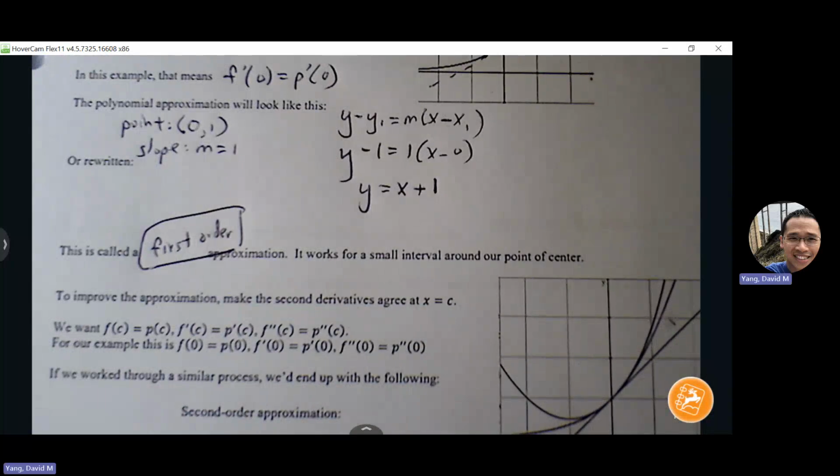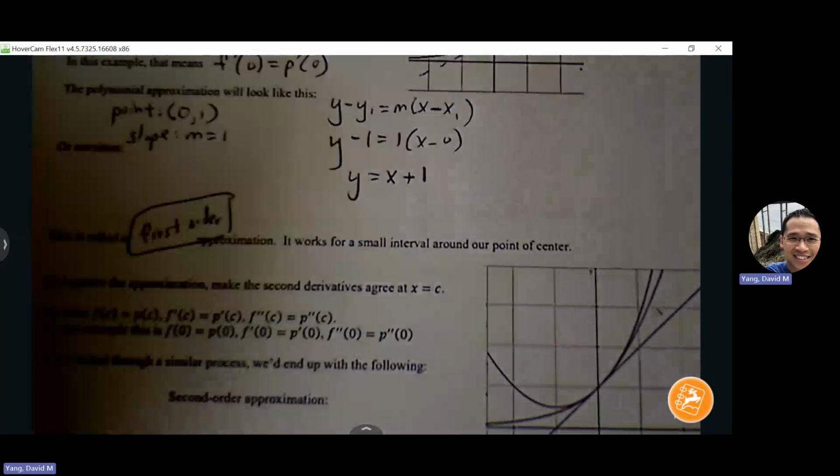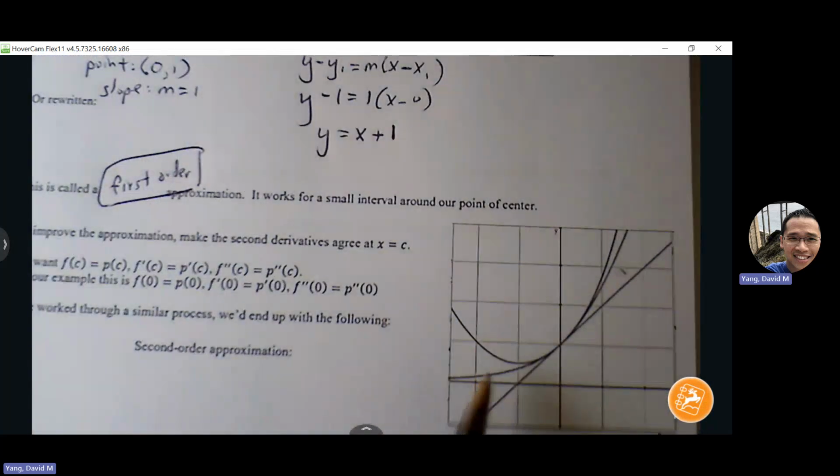So what if at that center, we not only match the point and the slope, but we also match the curvature, second derivative, the concavity, and then we keep going, the third derivative, the fourth derivative, fifth derivative. And if we keep going, the idea is that this polynomial is going to gain more and more information about this exponential function e to the x. And it's going to begin to look more and more like e to the x, the more information we give it.